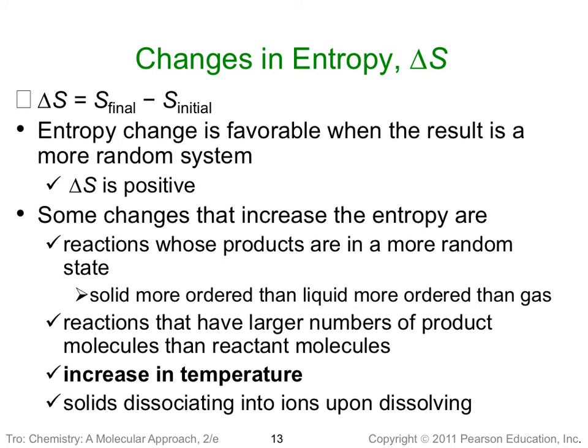So we measure entropy as a change, delta S, and so we take the final minus the initial. Entropy is favorable when delta S is positive, meaning that the final is more disordered than the initial. So what can cause an increase in entropy?